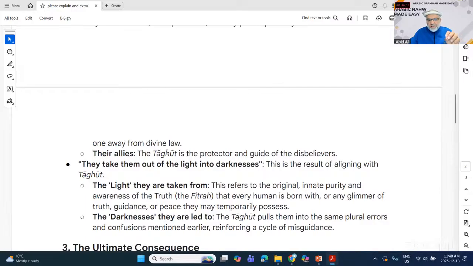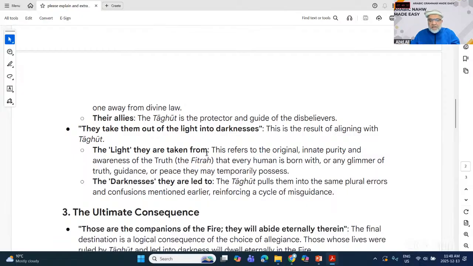So the Taghut is the protector and guide of the disbelievers. They take them out of the light into the darknesses. So they have the opposite effect. This is the result of aligning with Taghut. The light they're taken away from refers to the original innate purity and awareness of the truth, the fitra, that every human is born with.